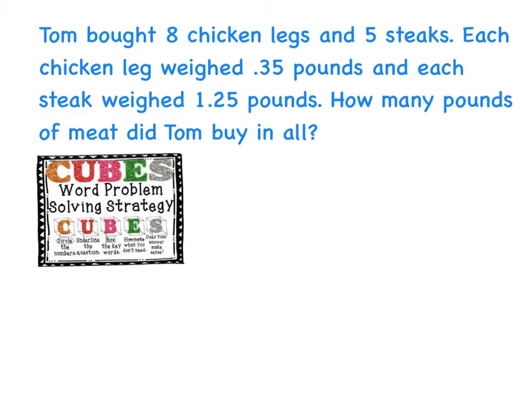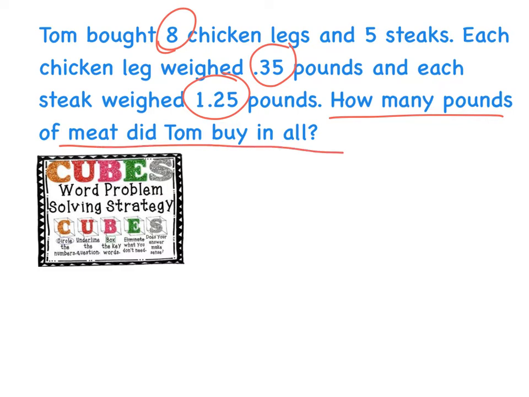I'm going to use CUBES to help solve this problem. Tom bought 8 chicken legs and 5 steaks. Each chicken leg weighed 0.35 pounds and each steak weighed 1.25 pounds. How many pounds of meat did Tom buy in all? So first I'm going to circle my important numbers, underline the question, box any important math words.